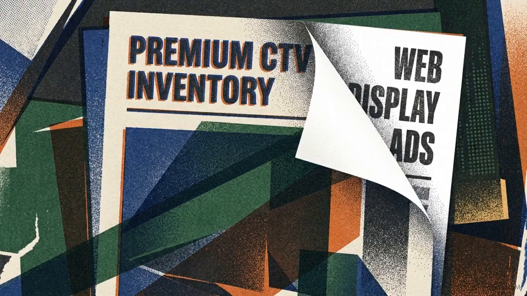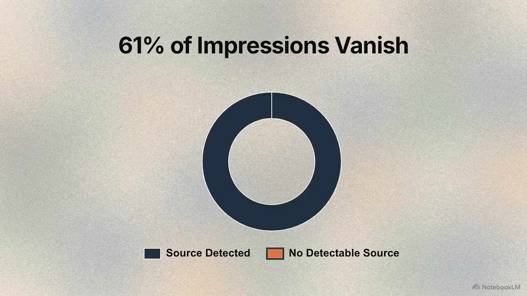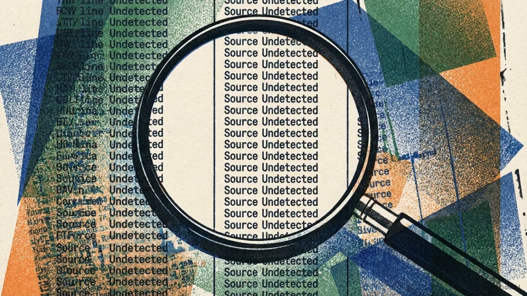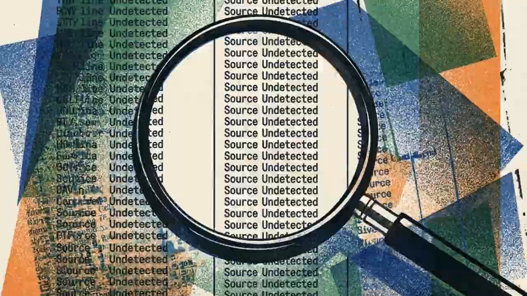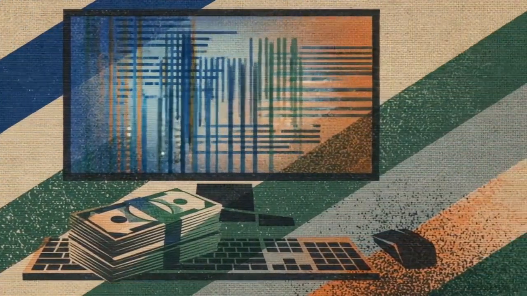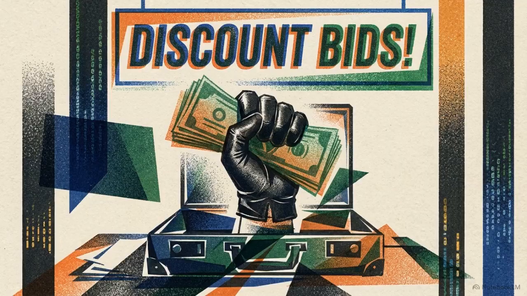This happens when supply sources claim to have CTV inventory, but actually possess no legitimate connection to real television screens. Forensic analysis reveals that up to 61% of impressions in these campaigns have no detectable source. The money is being spent on placements that cannot be found. At this level, advertising budgets are simply consumed by bot scripts that fabricate bid requests out of thin air. Advertisers who chase the cheapest possible prices on open exchanges are often subsidizing their own robbery.